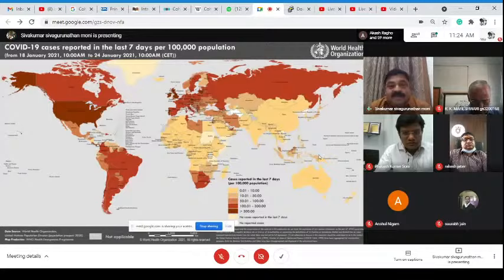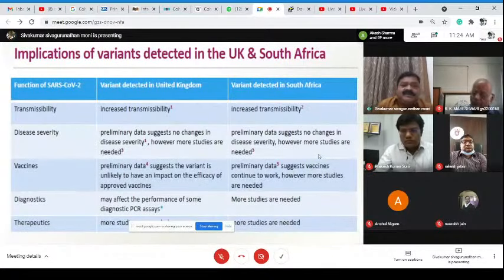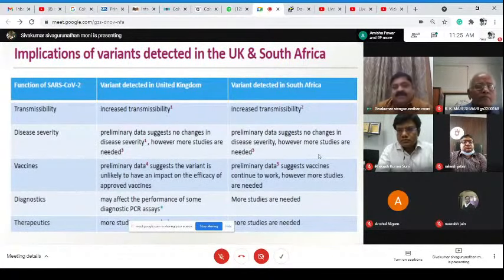Epidemicity is shown due to the variants. Now, what is the difference? What are the characterizations between these variants? The transmission is increased when compared to the original SARS-CoV-2. However, here the pathogenicity is less.